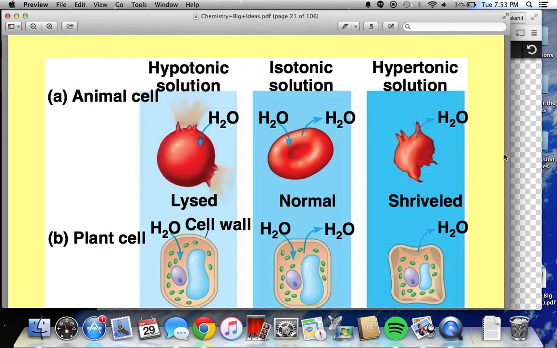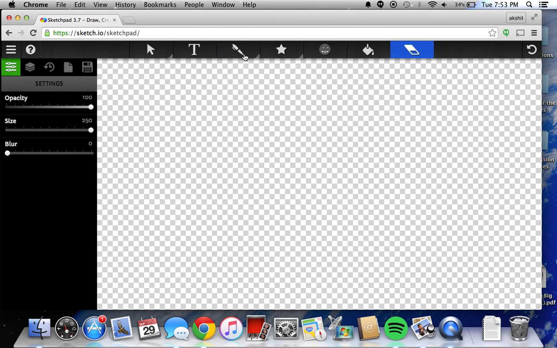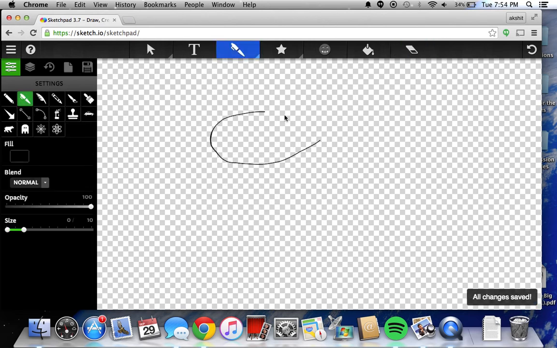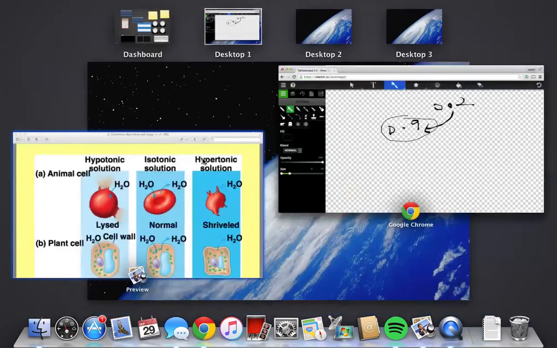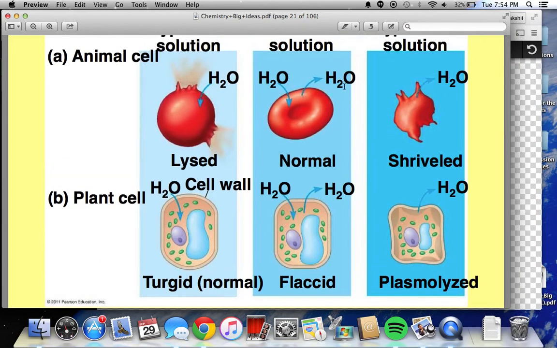And then the exact opposite happens in a hypotonic solution. So let's say that inside the cell is 0.9 and outside is 0.2, so it's less on the outside, so it's hypotonic. So there's more water on the outside than the inside because the solute concentration is greater inside. So water would flow in and the cell would stretch until it bursts, which is called lysed. And for animal cells, they want to be normal because they want an equal exchange.